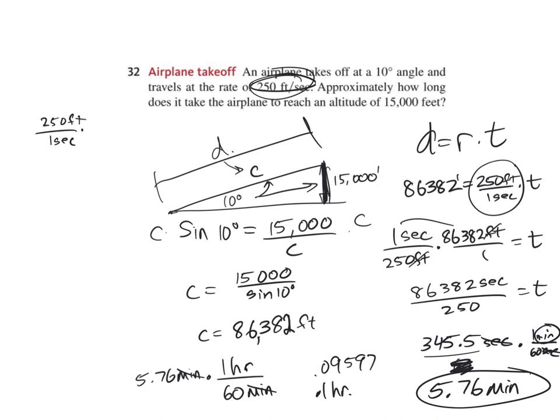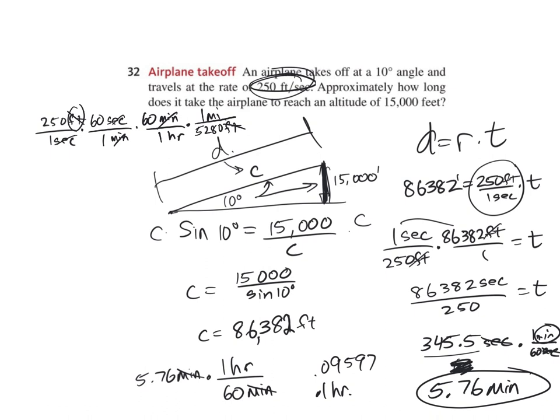We've got to get rid of seconds, so we need seconds on top and minutes on the bottom, so the seconds will reduce out. There's 60 seconds in 1 minute and then 60 minutes in 1 hour. Because we don't know how far we're going in miles per hour, we've gotten our time in terms of hours. Now we need to change feet to miles. We want feet to cancel, so we need 5,280 feet on the bottom, and that's equal to 1 mile. So this is how you do your conversions.